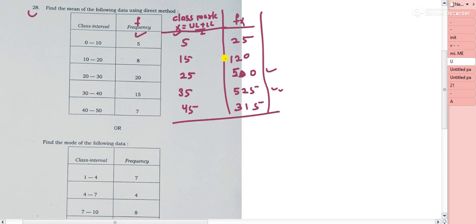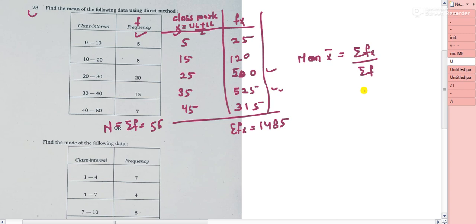Okay, now add them. So if you add, it becomes sigma fx, you'll get 1485, and this is sigma f. If you add the frequency, you'll get sigma f, which is also known as n, both are same. You'll get it as 55. So now what is mean? Mean, that is x bar, is equal to sigma fx by n or sigma f, both are same. So on substituting, you will get the value as 27.